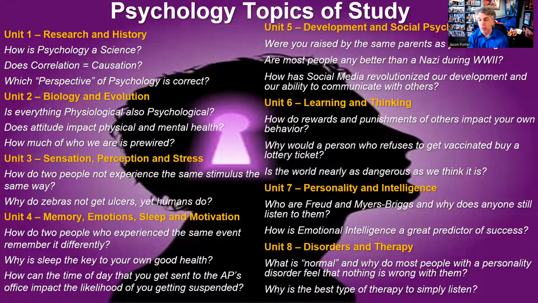How much of us is pre-wired versus how much of us evolves and develops? When we get into Unit 3, sensation, perception, and stress. Why do 2 people not experience the same stimulus the same way? Why does something cause you stress but doesn't cause me stress? And why don't zebras get ulcers?